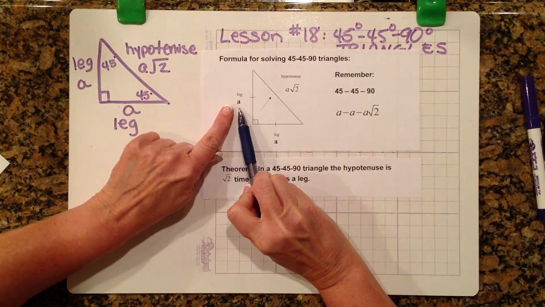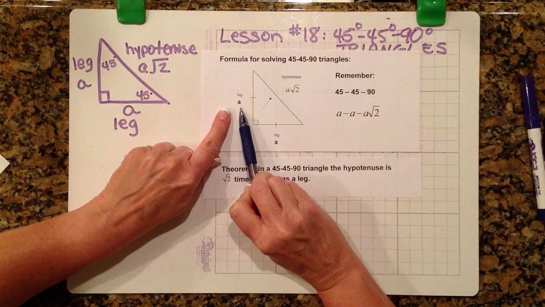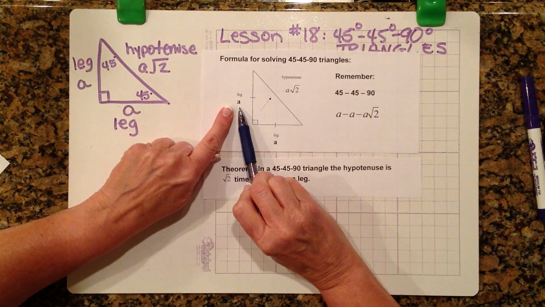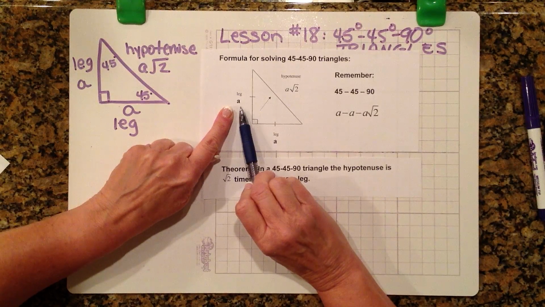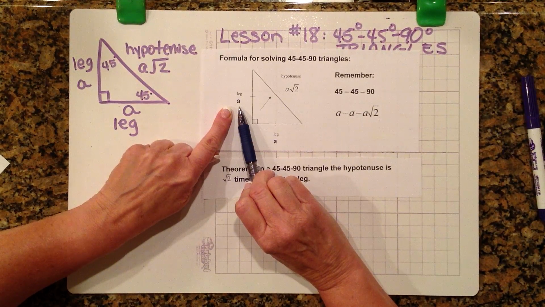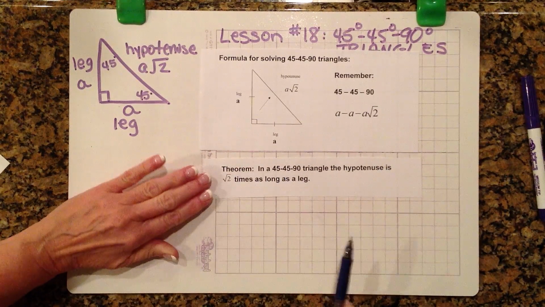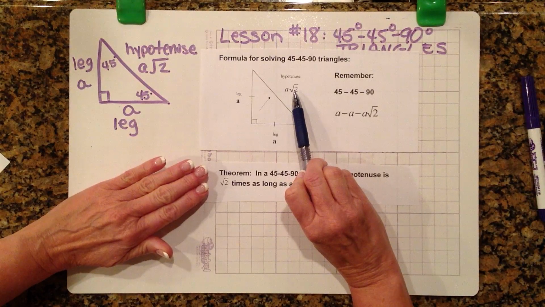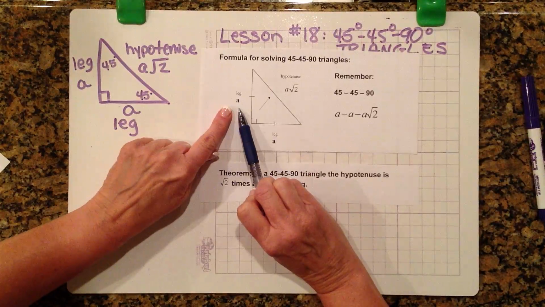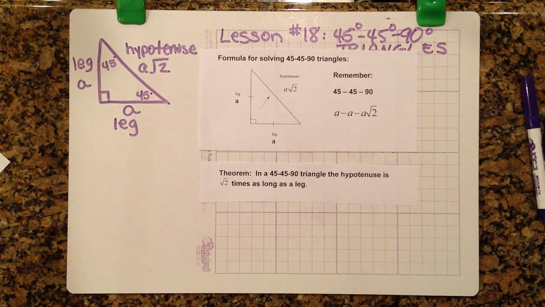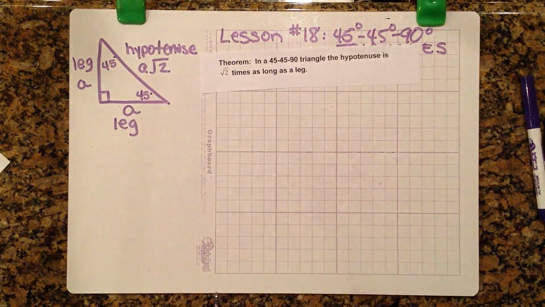So whatever A is, A can be a whole number, it can be 5, it can be a fraction, it can be 1/2, it can actually also be a radical number. It could be 2 square root of 6, and that would be 2 square root of 6 times square root of 2. So whatever A is, to find the hypotenuse, you're going to multiply it by the square root of 2. All right, let's start looking at some examples.